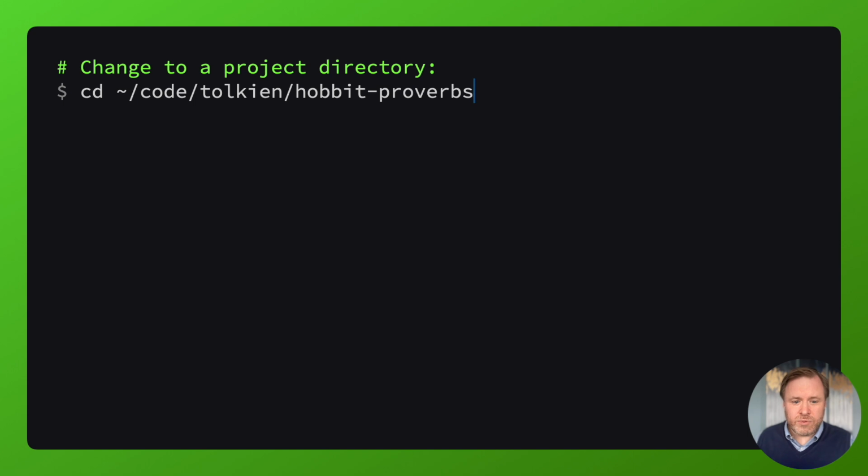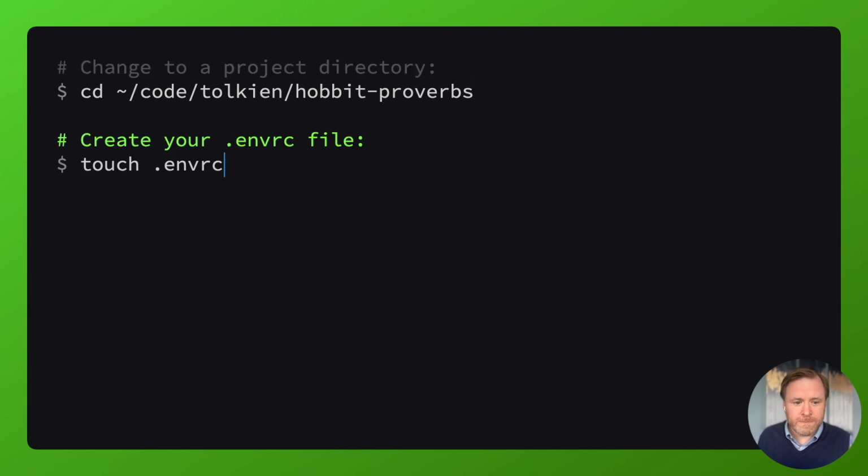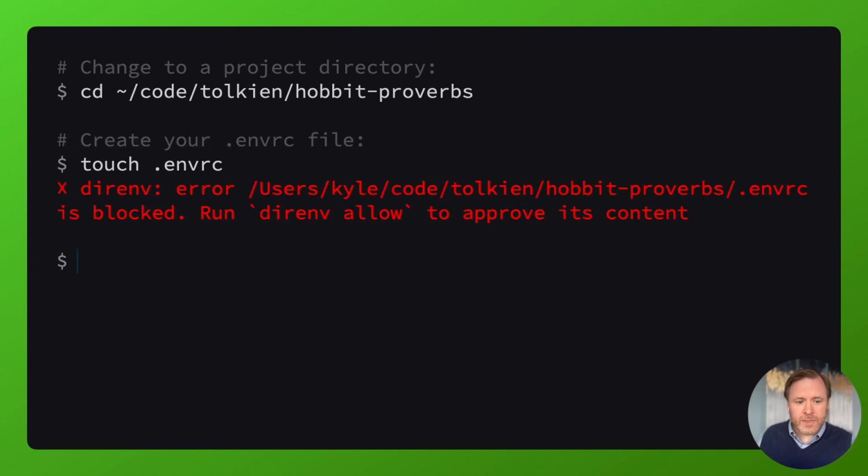Which brings us to level 1, setting up our first .envrc file. First, let's navigate into the project directory for a hypothetical Hobbit proverb generator. Now we're going to create a .envrc file. Oh, hi, Direnv. Direnv won't automatically run .envrc files without explicit approval. And this is a security thing to prevent your mischievous coworker from checking in a .envrc file into your repo that deletes your entire hard drive when you change into the directory.